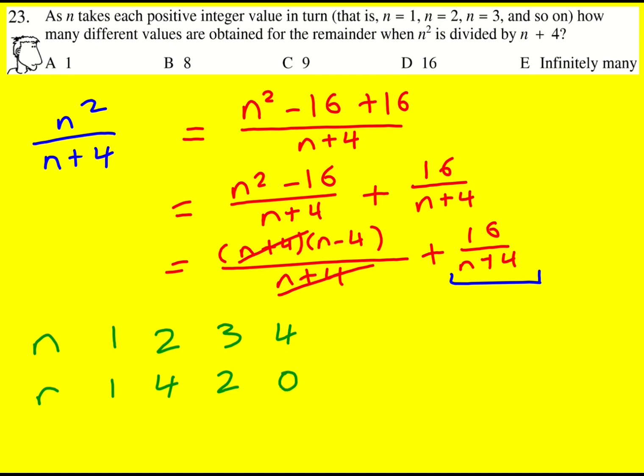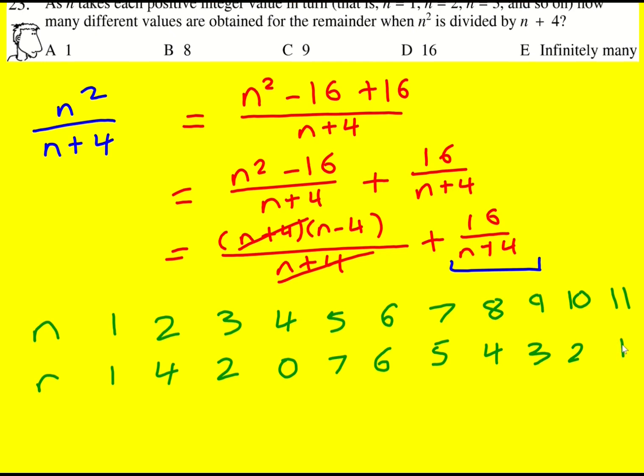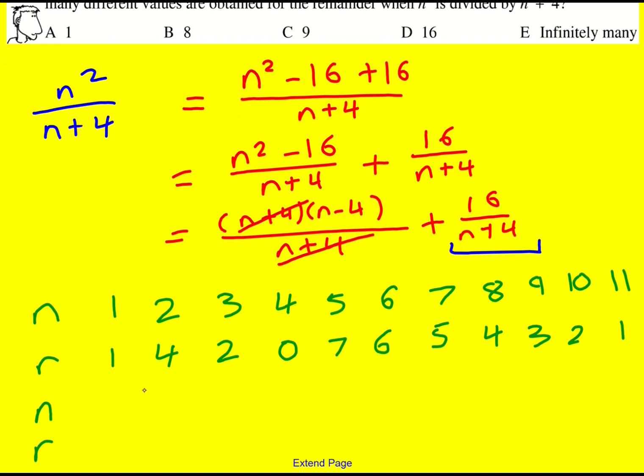We get 0. If we have 16 divided by 9, only one lot of 9, then remainder of 7. 16 divided by 10, remainder of 6. 16 divided by 11, remainder of 5. Then 4, 3, 2 again. And here 1. Right, I'm going to have to continue this table down here. Now if I go with 12, then again I get a remainder of 0.